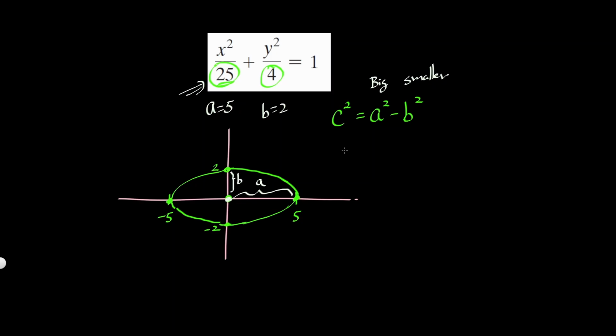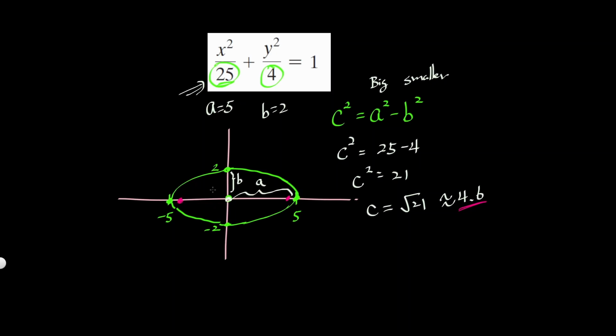Now what is c? If you find what c is, that's how far the foci are away from the center. Okay, so let's figure out what c is. So c squared is going to be equal to 25 minus 4. So c squared is going to be 21. c is the square root of 21. Okay, so the square root of 21 is approximately 4.6-ish. We need to know about how far that is so that we could pinpoint that. Okay, so that's going to be our 2 foci.